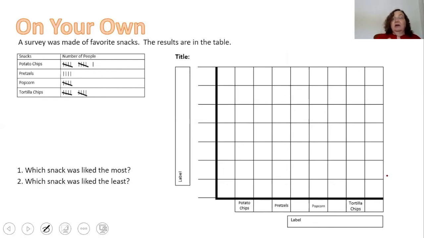And if you have some extra paper, you may try doing it a couple of times using different scales. And then you have 2 questions to answer. What snack was liked the most, and which snack was liked the least? Okay, so that's on your own.